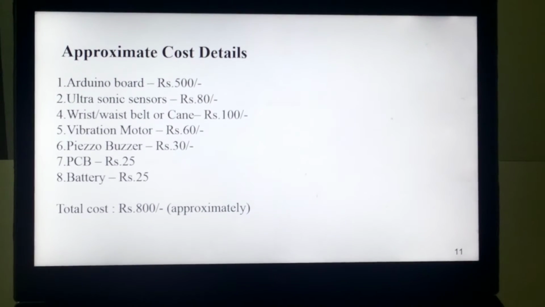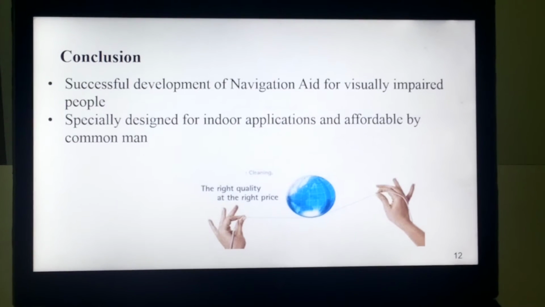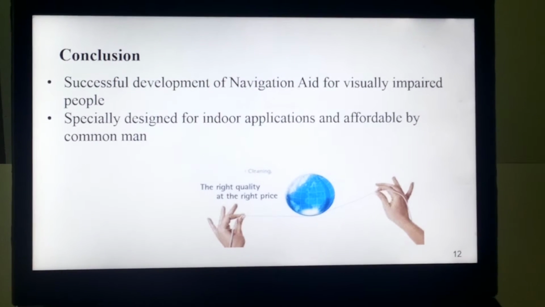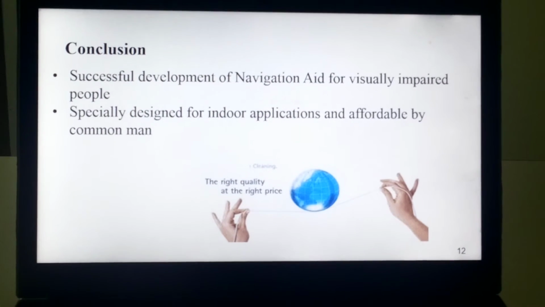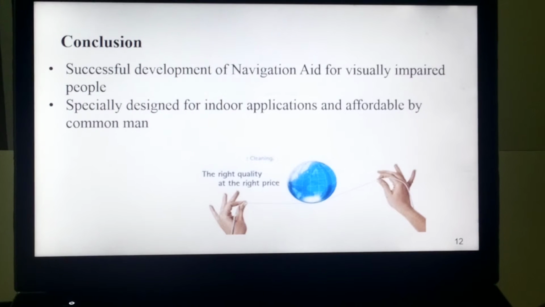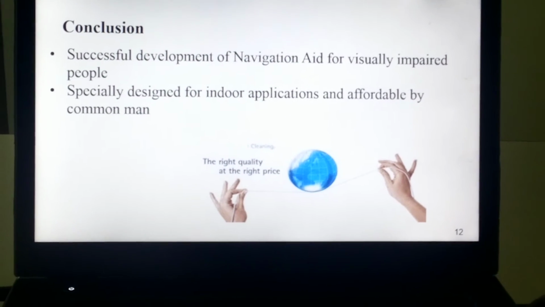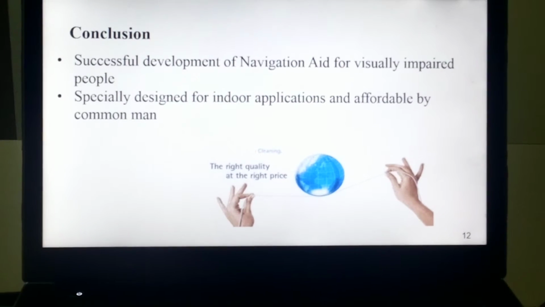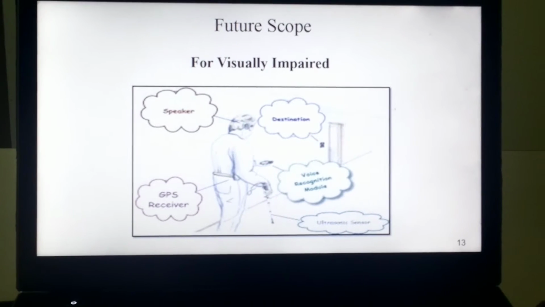So we can see that the product which we have already developed, this one, costs approximately only about 800, and here are the cost details. One is the Arduino board which costs around 500, ultrasonic sensors 80 rupees, waist belt 100, vibration motors, and the cost details go as below.